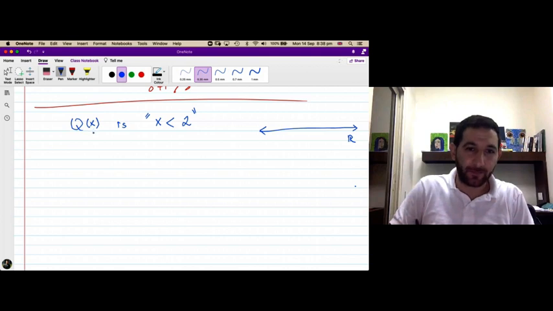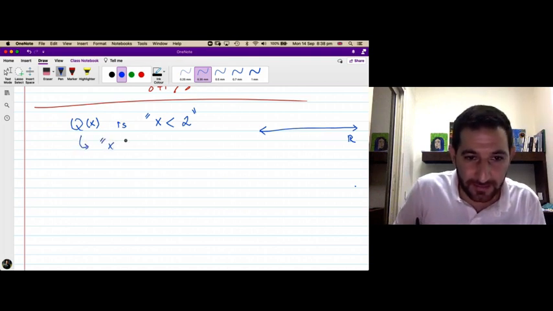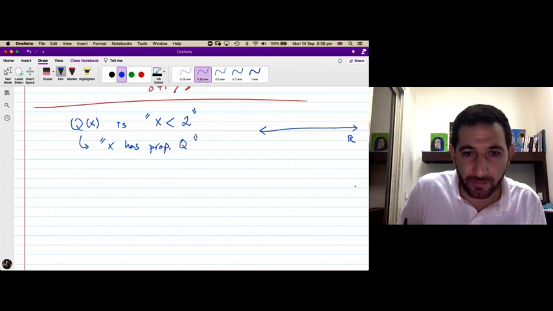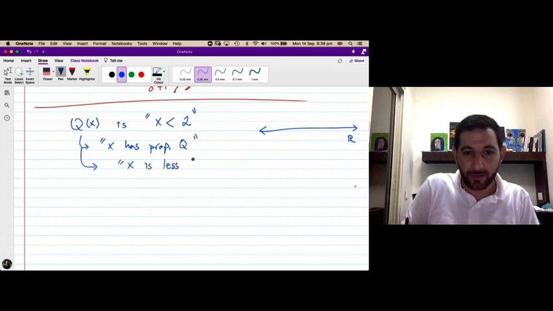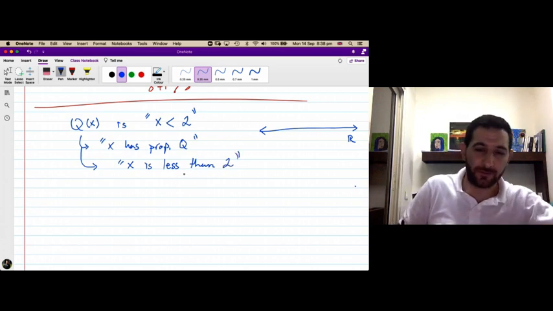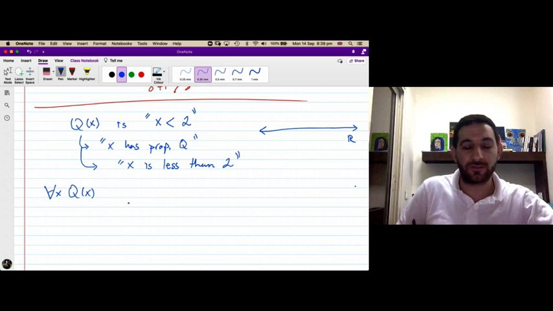It's a predicate which says x has property Q. So you can read this as x has property Q. And what is property Q? It is being less than 2. So you can also see that Q of x means that x is less than 2. So this is the property of being less than 2. Okay, so now what do you think? Is for all x, Q of x a true or false statement?